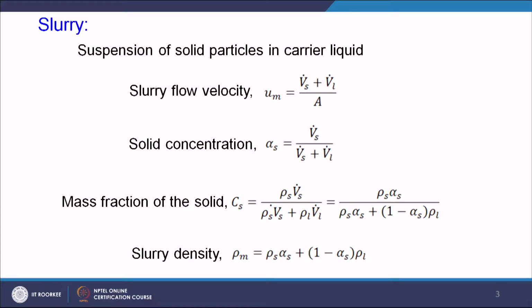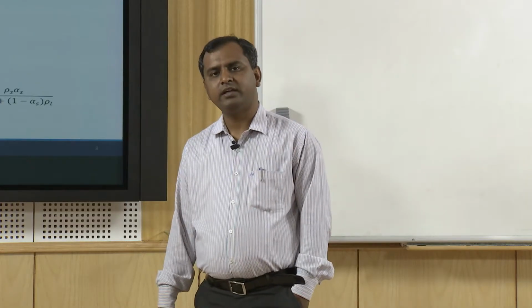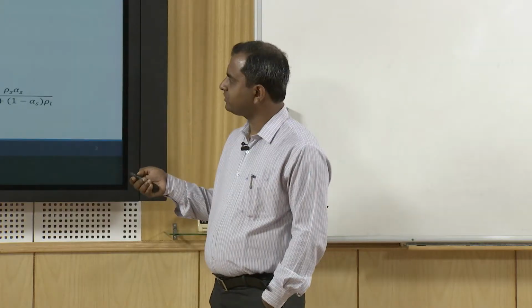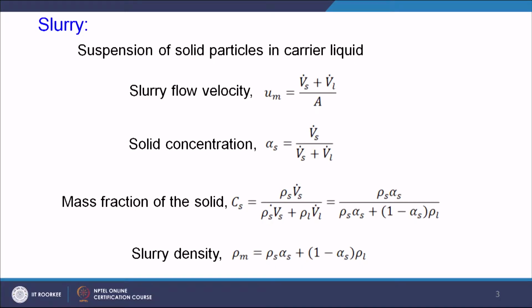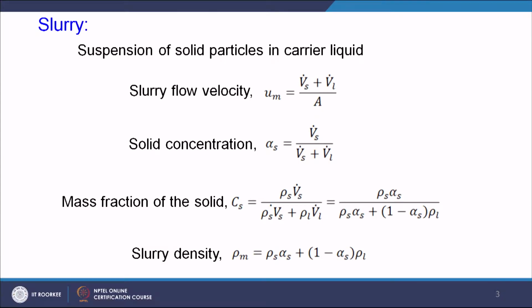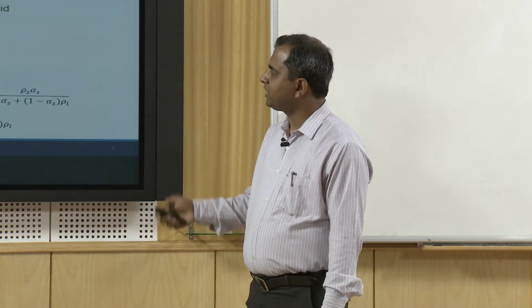Immediately next we need to know the concentration of solid in the slurry. That solid concentration we express in the form of alpha S. So, alpha S is the solid concentration, which can be written as the ratio between the solid flow rate divided by the overall flow rate. Here the solid flow rate is V dot S and the overall flow rate is V dot S plus V dot L. So, this is your solid concentration alpha S.